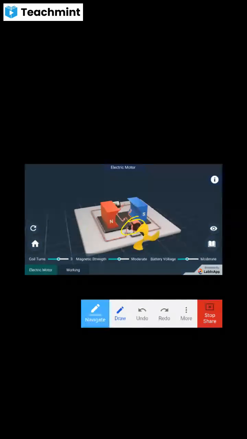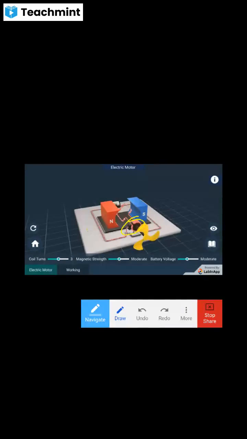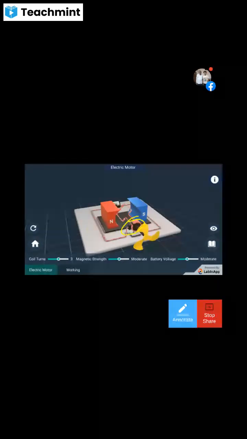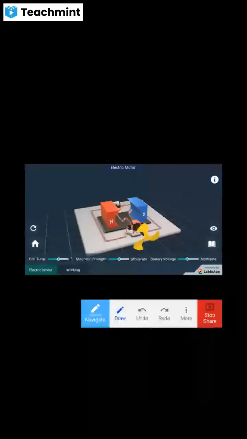So these are called split rings. Split rings. Can you see a black colored point here? Yes, sir. There is one on this side and one on that side. These are called carbon brushes.